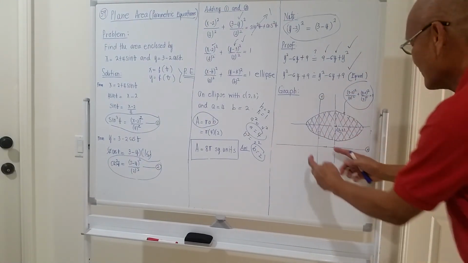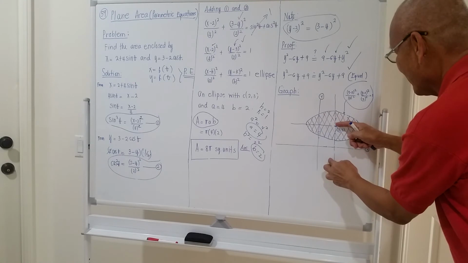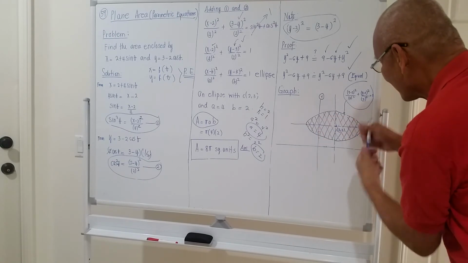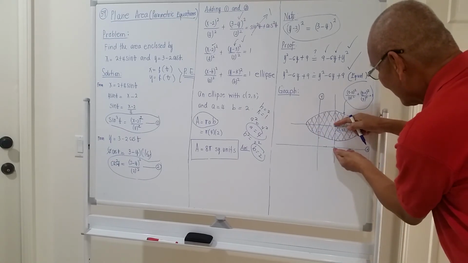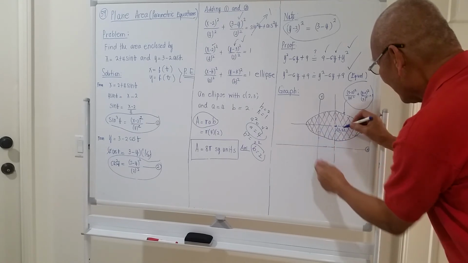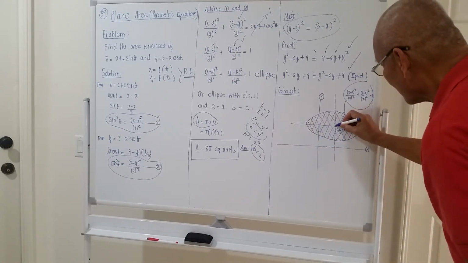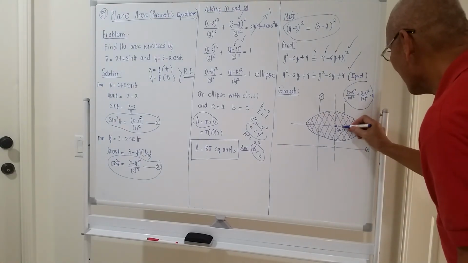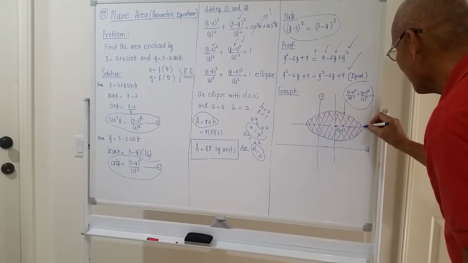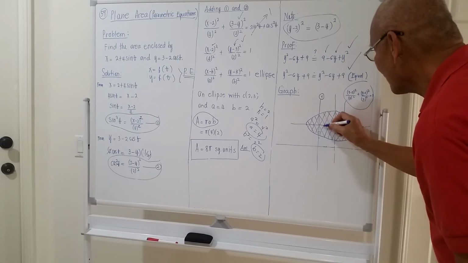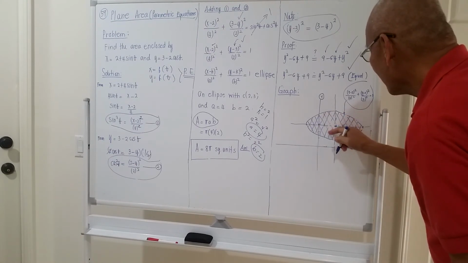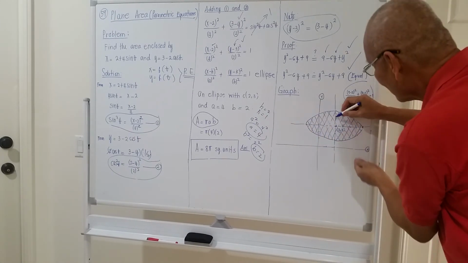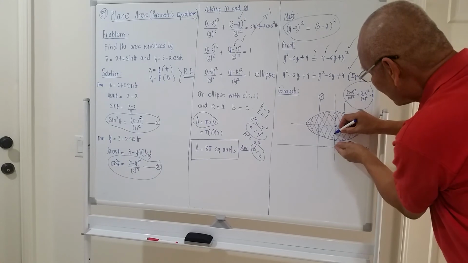Y-axis, x-axis, 1, 2. Okay, that's the abscissa of the center. The ordinate is actually 3. 1, 2, 3. This is 3 units high, this is 2 units, and this 2 and 3 here represents the center of the ellipse. The major axis is actually 4 units. 1, 2, 3, 4. 4 units, 4 units, this is 2 units, 2 units.